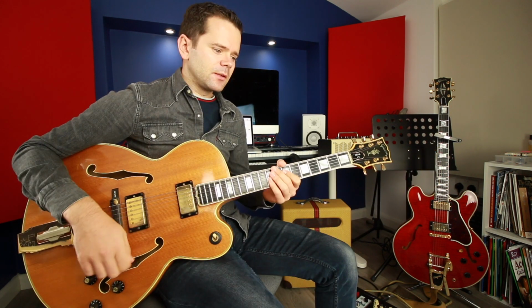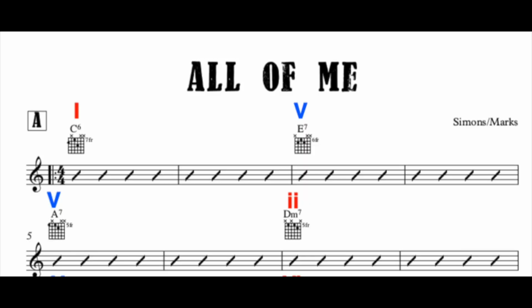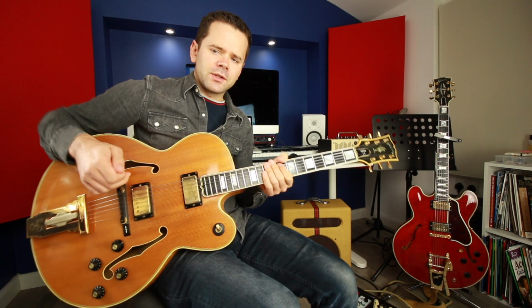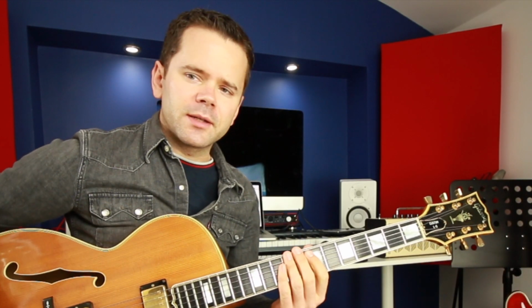On to today's video. So we're going to take the first 8 bars of All of Me, which is C6, E7, A7, D minor 7. Just using that small bit of the tune, because we can more easily work with the small section and break things down a bit more.